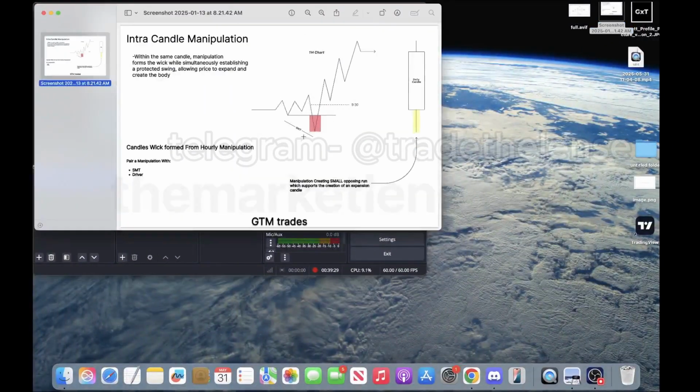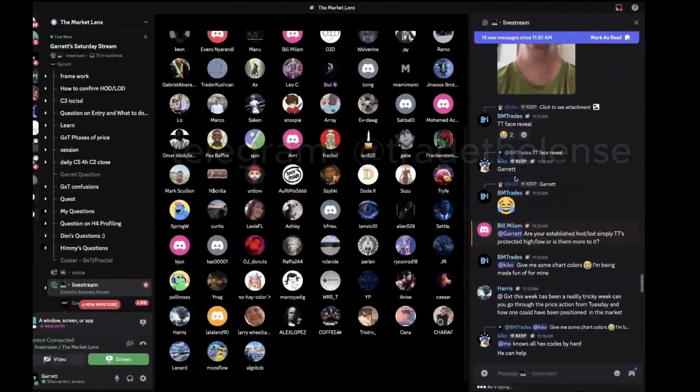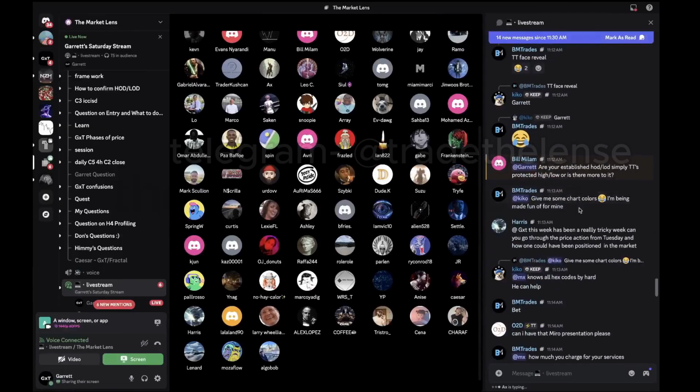My ideal GXT profile is just a low of day created from a protected swing, right? Because that creates the wick. So if the daily opens low and then manipulates, creating the wick, then you can assume that the low of day is put in and we should expand away, which would then create the body. So the manipulation creates the wick. The expansion away from the wick creates the body of it. If you have a small wick, then you can expect expansion, right?